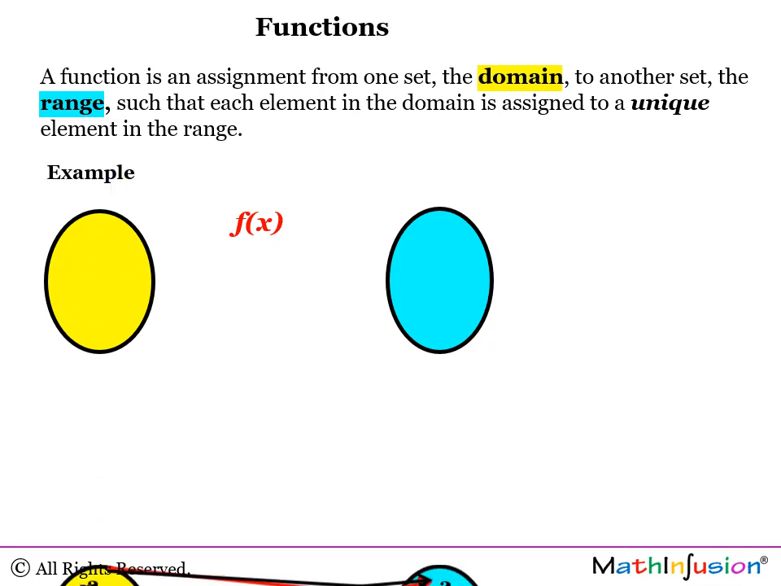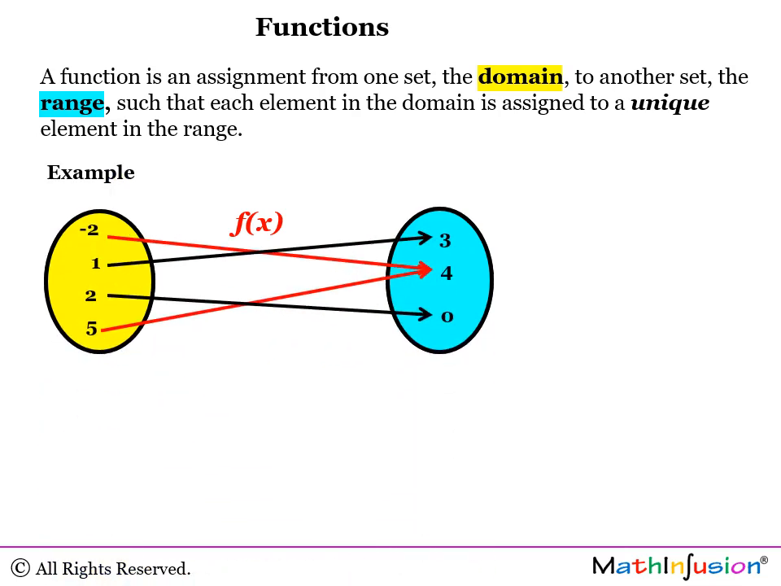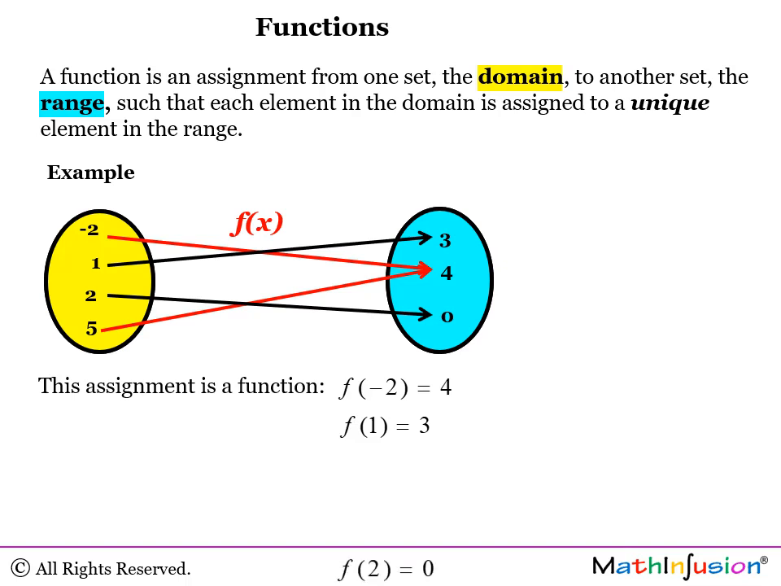For example, here is an assignment that is a function. Why is this a function? Let's look at the restriction. Each element in the domain is assigned to a unique element in the range. Let's just write down the assignment. F of -2 is 4, f of 1 is 3, f of 2 is 0, and f of 5 is 4.